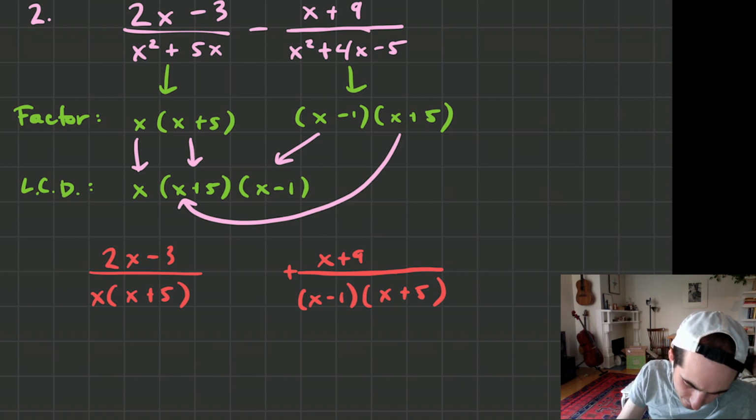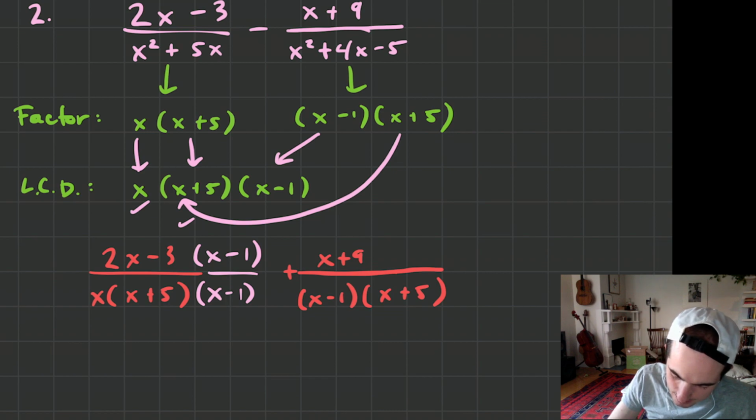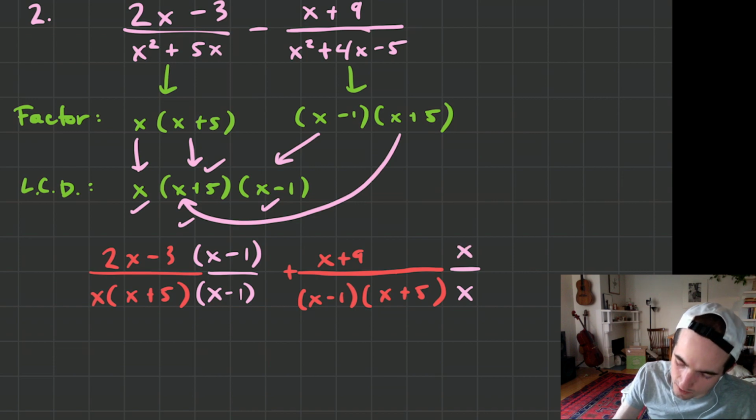So this first one, I've got x, I've got x plus 5. I need x minus 1, so I'll multiply by x minus 1 on the top and the bottom. Great. And on the second one, I've got x minus 1, I've got x plus 5. I need x, so I'll multiply by x over x.